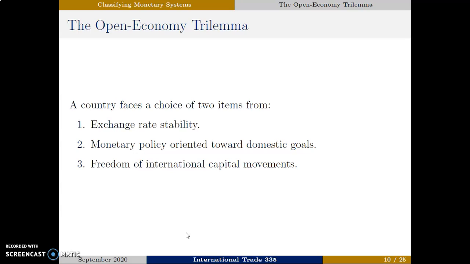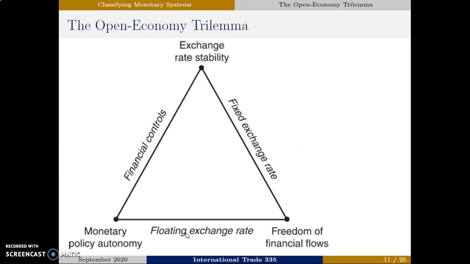Next, we need to discuss the Open-Economy Trilemma. The trilemma refers to a country facing a decision between two of three choices. First, exchange rate stability. Second, independent monetary policy, or monetary policy orientated towards domestic goals. And finally, the freedom of international capital movements, restricted either through import quotas or tariffs. This figure represents the choice between the various options. Let's start at the bottom of the triangle.